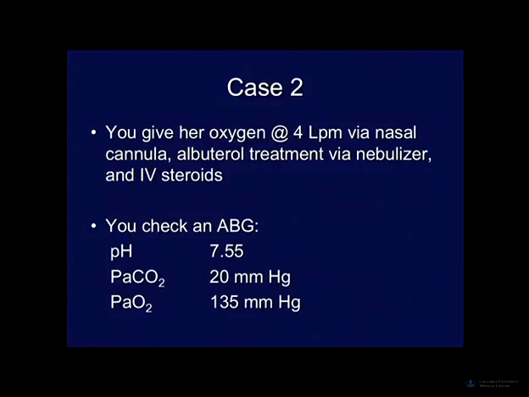You give her 4 liters per minute of oxygen through nasal cannula, you give her an albuterol treatment through a nebulizer, and you give her some steroids. Pretty standard treatment for asthma. And you check a blood gas. Her pH is 7.55, acidemic or alkalemic? Alkalemic, right? Higher than 7.4. Her PCO2 is low, so she's breathing at 35 and she's hyperventilating. And her PO2 is 135, which on 4 liters of nasal cannula is probably about right.